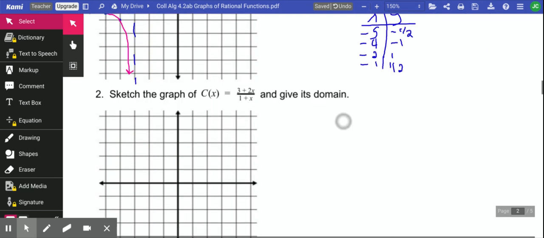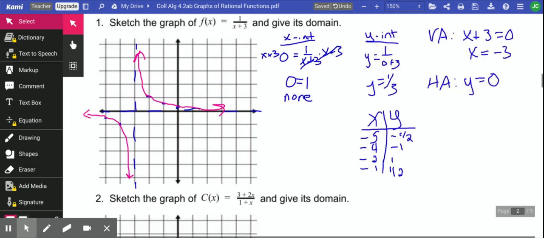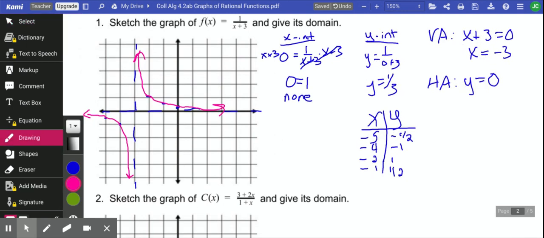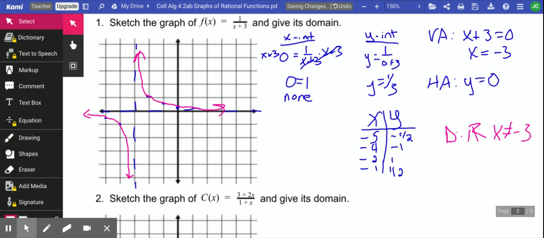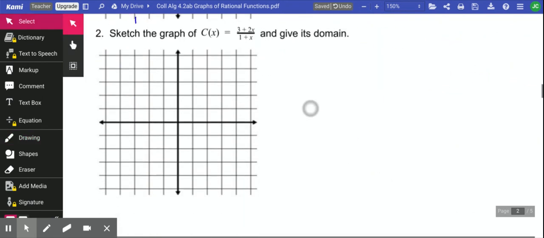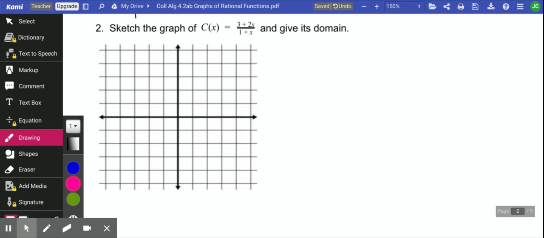So we want to sketch this and give its domain. This one asked for the domain too. My apologies. The domain is going to be all real numbers except your asymptote, which was -3. Okay, let's sketch a graph of this one and give its domain. So again, the first step is going to be to simplify it. Now there's nothing to factor here, so not much to do. So let's go ahead and find the x and y intercepts.